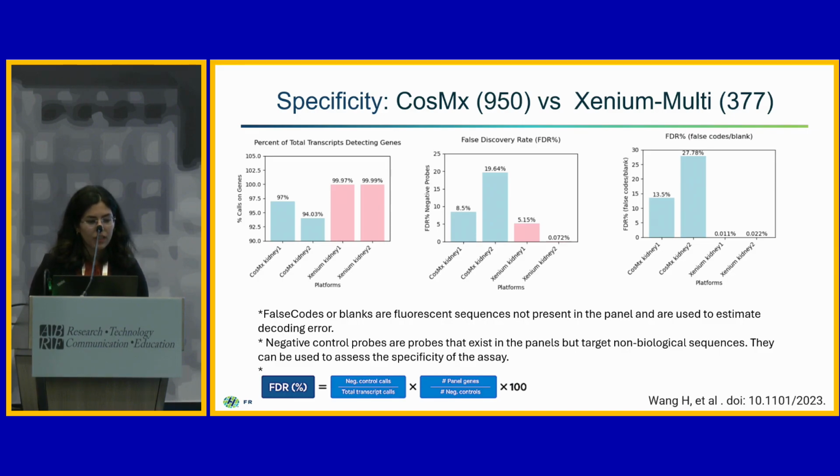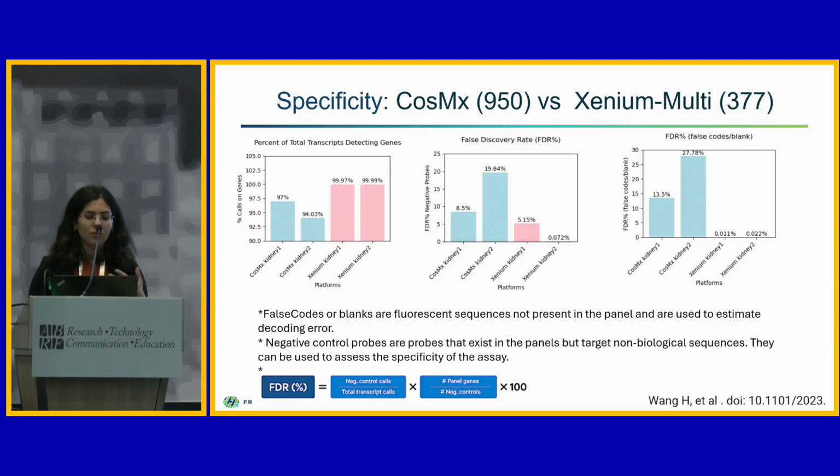So the very first thing that we looked at was the number of transcripts that are detecting actual genes. For the CosMx, it was 97% and 94%. And for the Xenium, you see both of them are above 99.9%. So they have a higher level of specificity in that regard.